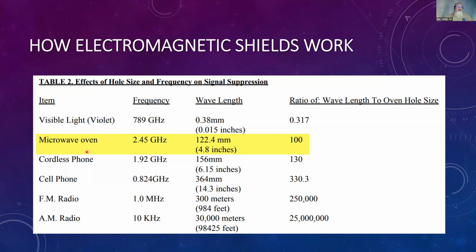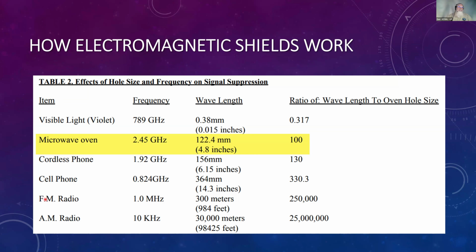So here's the microwave oven. The frequency is almost 2.5 gigahertz. The wavelength is 122 millimeters. And so the ratio of the wavelength to the oven hole size, that 1.2 millimeters, is 100. And so that's why we can look in the microwave oven to see our food cook and not our eyes cooking, is because of this issue right here.